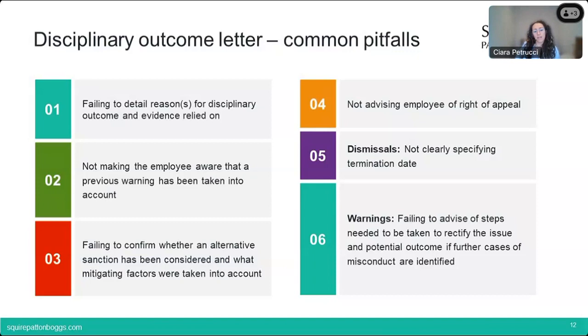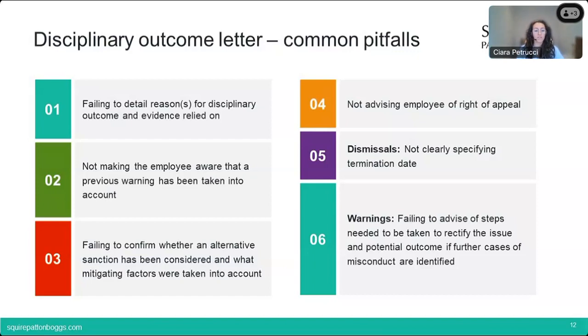Two is not making an employee aware that a previous warning was taken into account. Normally that's the case for top-up dismissals, where someone might be on a final written warning and they've done something that ordinarily wouldn't have resulted in dismissal, but because there was a final written warning, you're taking that into account.